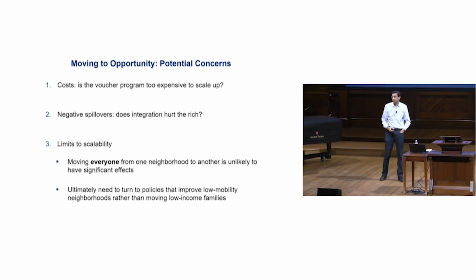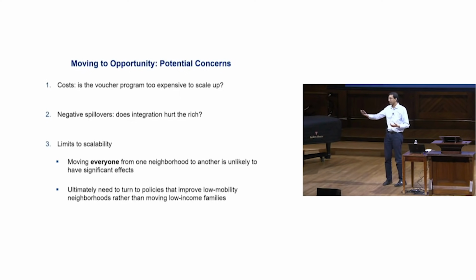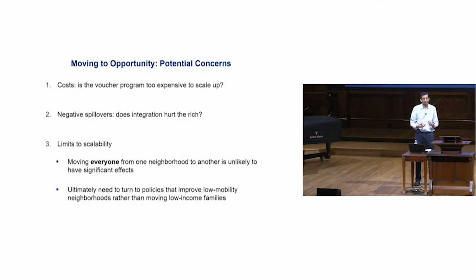Okay, so the third concern, which I do think is actually the most important concern and is the limitation of these moving to opportunity approaches, is a simple limit to scalability. So you clearly can't move everyone from one neighborhood to another and expect to have significant effects. This came up in a question someone asked in an earlier lecture. And I think that intuition is exactly right, that this policy is only going to work at a relatively small scale. If you start moving huge numbers of people, you're going to end up changing the equilibrium in the economy. And the neighborhoods that you thought were good places may not end up having the resources or the properties that are currently leading to good outcomes.